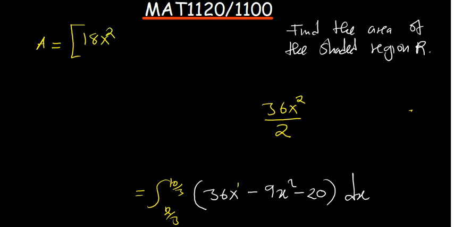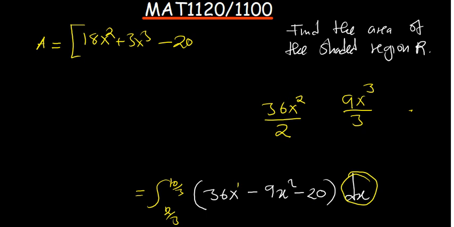That is 18 times, so you have to be 18x squared. And then same here, this 9x squared, I'm going to add the 1, it becomes power 3. Divide by 3. 3 into 9, that is a 3x power 3. Minus 20. Whenever we've got a constant, to integrate it, just add the letter with which you are integrating with respect to. So just get to add an x there. And then my limits now come here, 10 over 3 and 2 over 3.